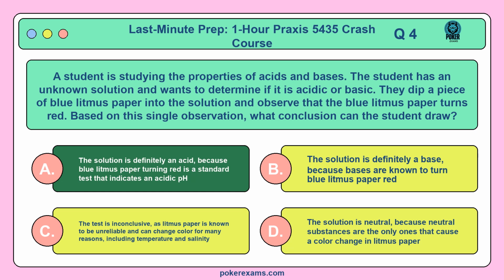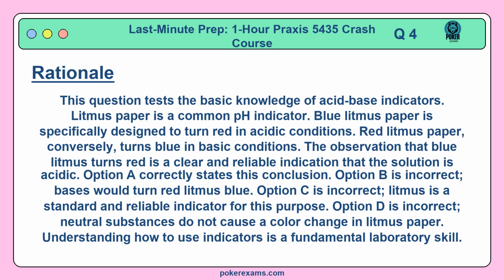The correct answer is A. This question tests the basic knowledge of acid-base indicators. Litmus paper is a common pH indicator. Blue litmus paper is specifically designed to turn red in acidic conditions. Red litmus paper conversely turns blue in basic conditions. The observation that blue litmus turns red is a clear and reliable indication that the solution is acidic.